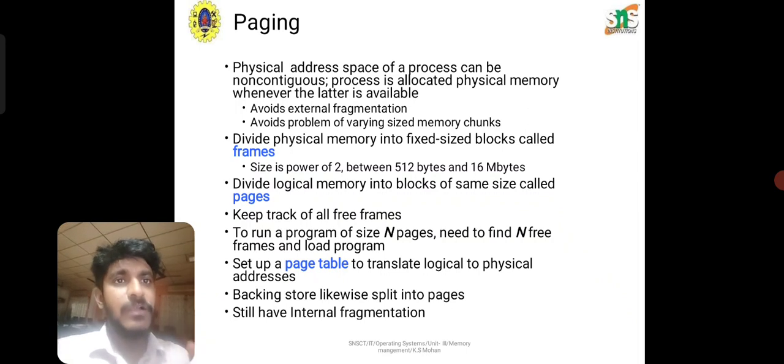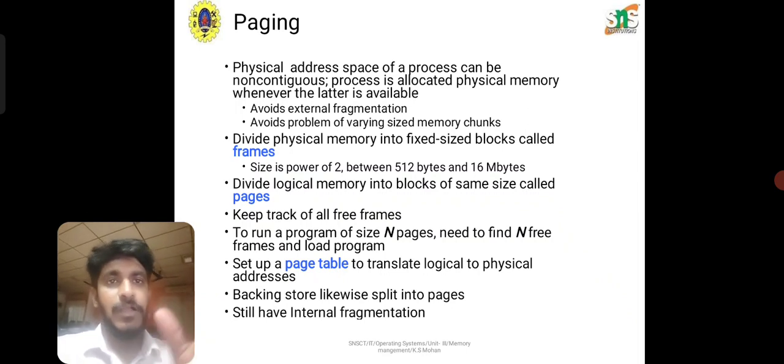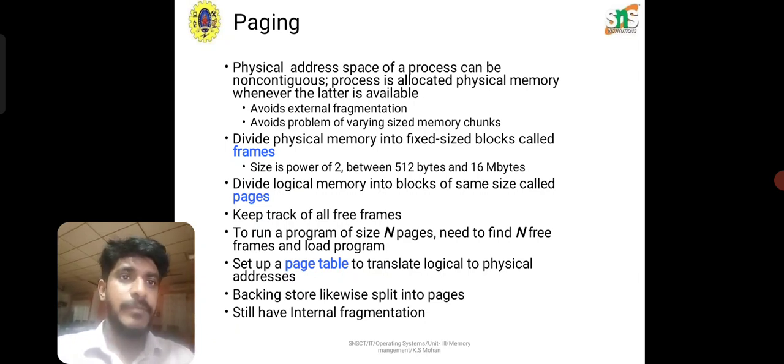So dividing the physical memory into fixed-size blocks, as we have already discussed, called frames, and dividing logical memory into blocks of the same size called pages. Keep track of all frames. To run a program of size n pages, we need to find n free frames and load the program. Then set up a page table to translate logical to physical addresses. The backing store is likewise split into pages. We still have internal fragmentation.